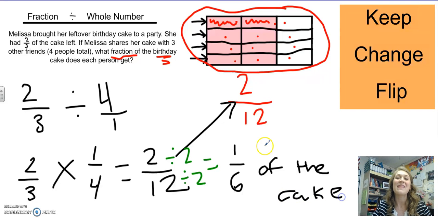And there you have it. That is how you divide with fractions, looking at both whole number divided by fraction and fraction divided by whole number.